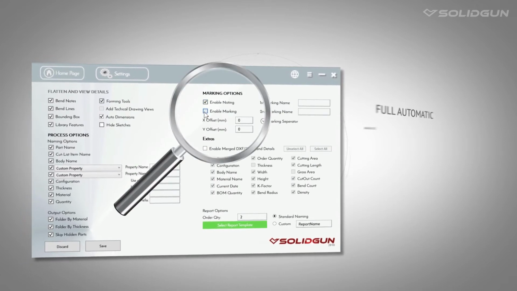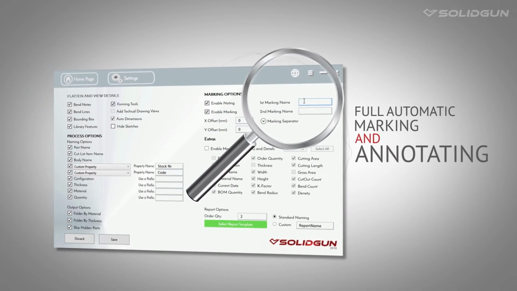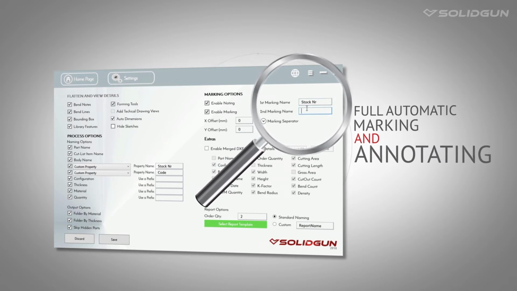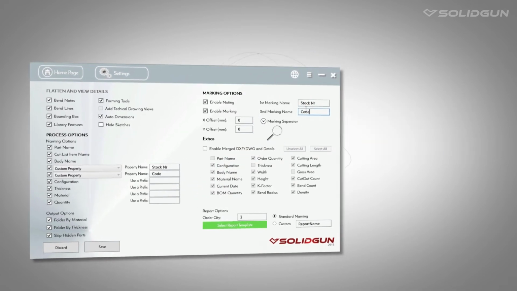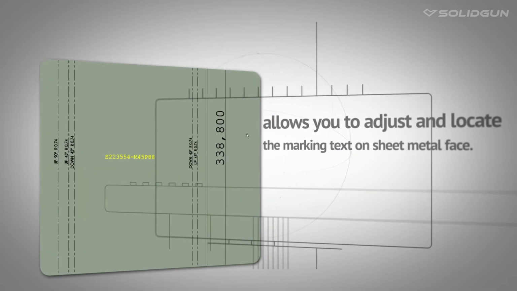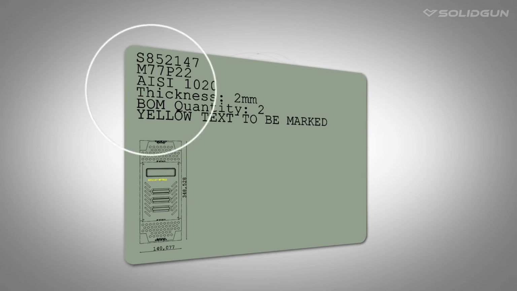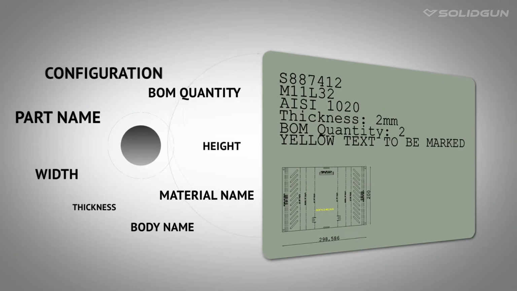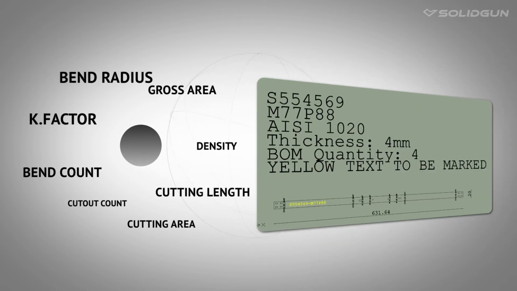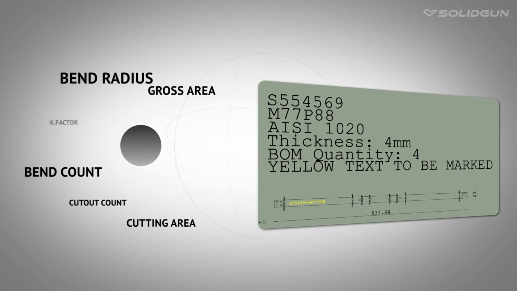Sheet metal marking is a very convenient solution in industry, so why not adjust it automatically? SOLIDGUN's full automatic annotating and marking capability allows you to adjust and locate the marking text on the sheet metal face. All custom properties and cut list values can be marked with advanced font and color options. Also, material types and classifications can be transferred to the marking.